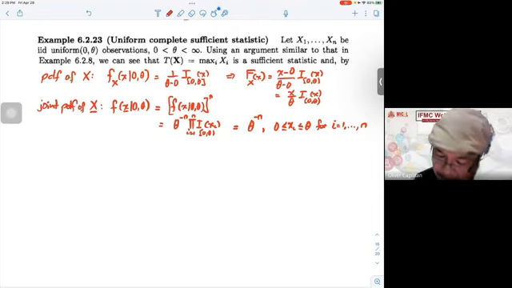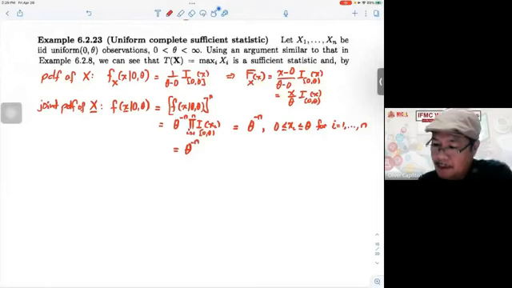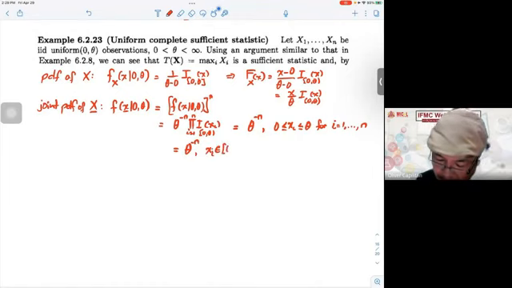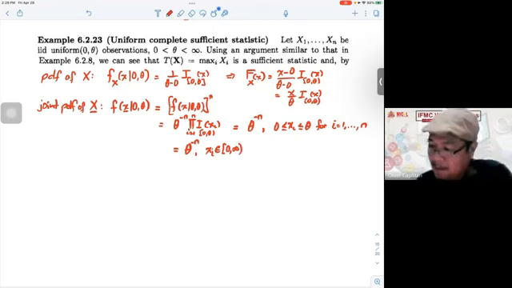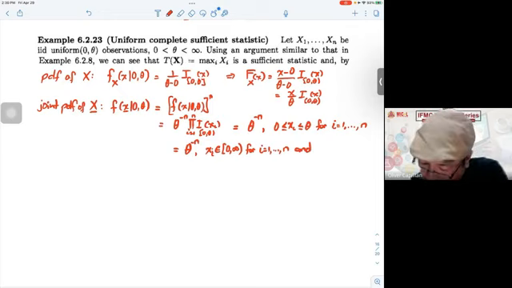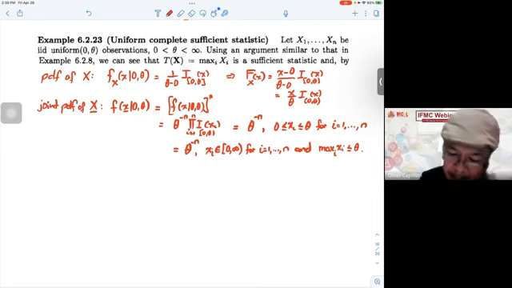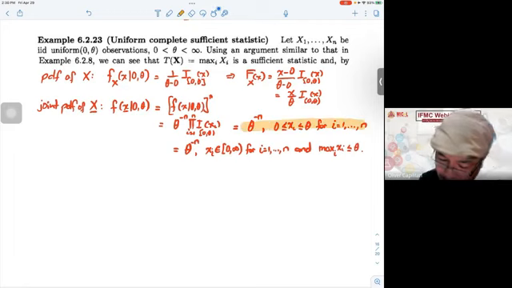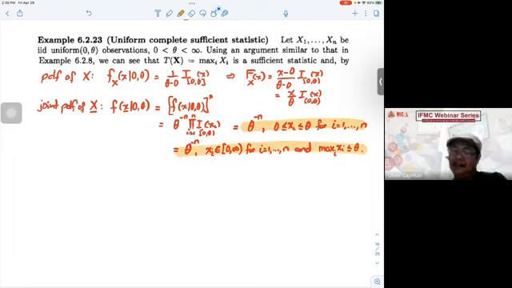Or we can also write this as theta to the negative n, where x sub i is an element of 0 to positive infinity, for i from 1 up to n, and additionally the maximum of the x sub i for all i is less than or equal to theta. So this part, we can write it like this.